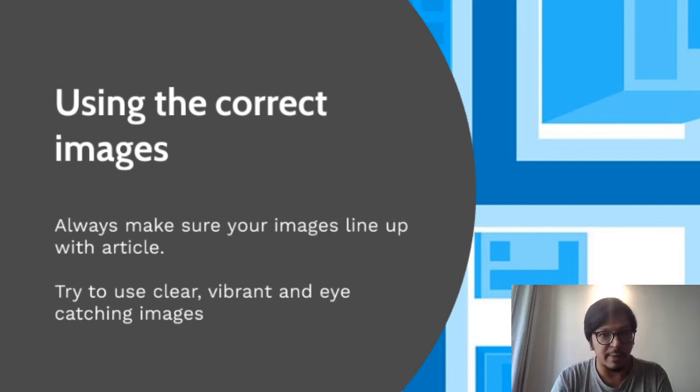Do not use blurry images, do not use out of focus images, and do not use images that don't make sense to your story. Sometimes you might want to make it a little clickbaity. Try not to do that. Try to have images that go really well with the story as well. Use clear, vibrant, eye-catching images.